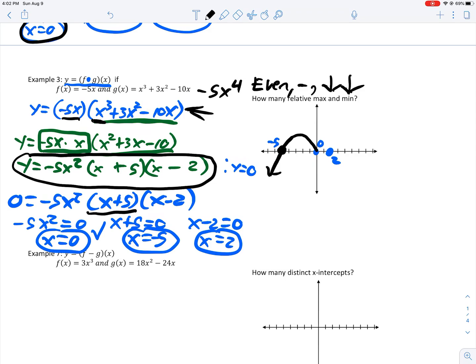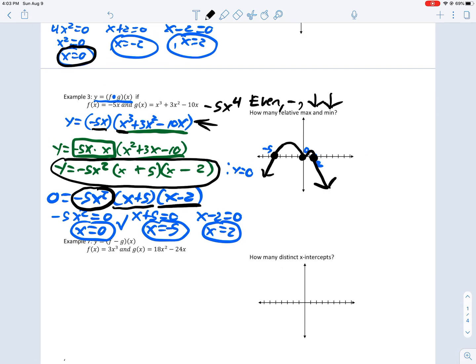Now at 0, it's x squared. That factor occurs twice, so it's going to bounce at 0, and then bounce right over here to 2, because it's got to go through 2. I don't get to cross anywhere other than negative 5, 0, and 2. Those are my only 3 points where I can potentially touch or cross the x-axis. And at 2, that factor only occurs once, so it goes through the 2. And how many maxes do I have? 2 maxes. And I have 1 min at 0.